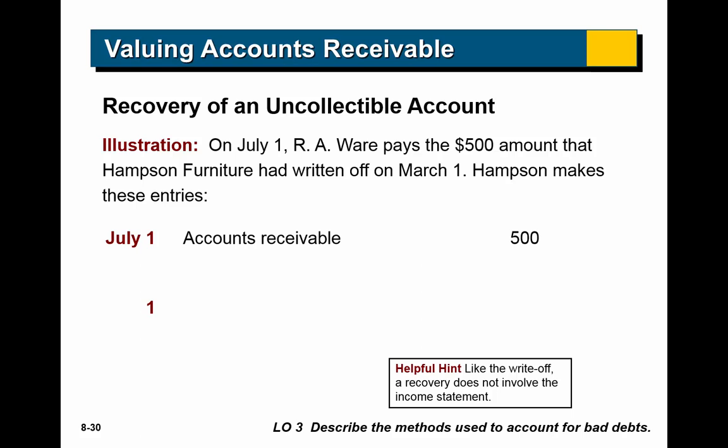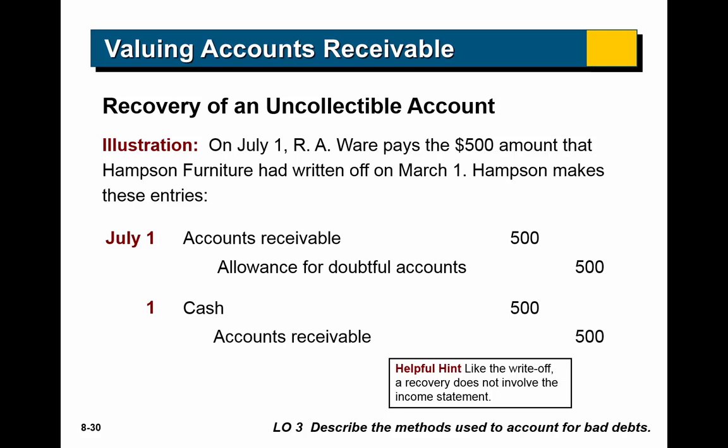You increase the accounts receivable account again, and you increase the allowance for doubtful accounts. In essence, you reverse the write-off. Then you show the cash going up by $500 and the accounts receivable going away. That's it.